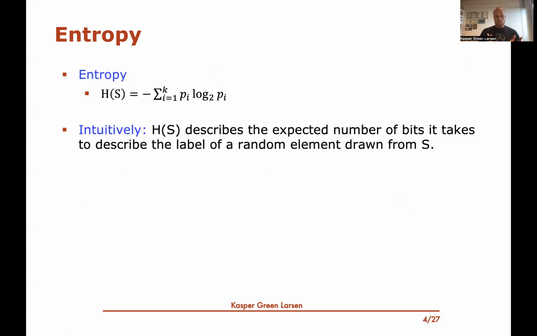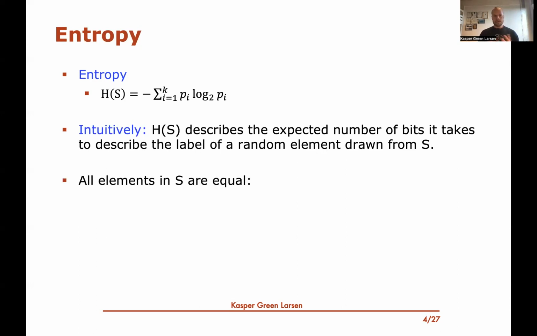One way to think of the entropy is that it's a formula that gives the expected number of bits that you need to write down to describe the label of a random element drawn from S. If I draw an element from S, how many bits do I need to write down to tell you what this element is? This is where the formula originates.